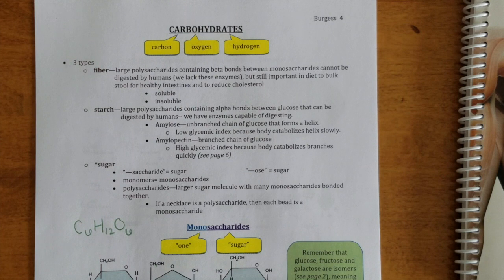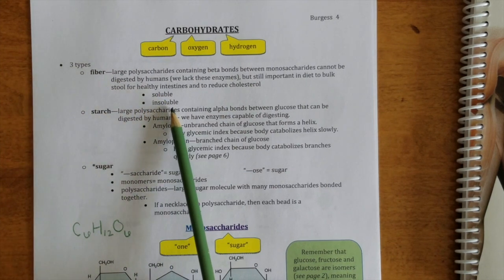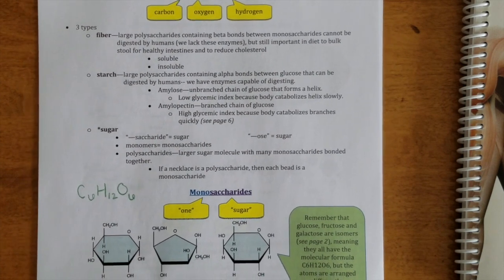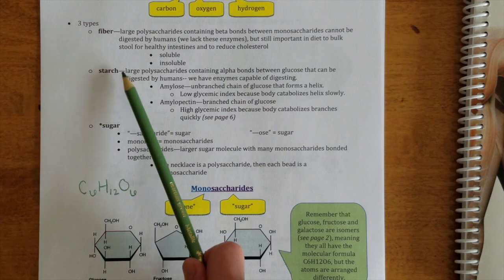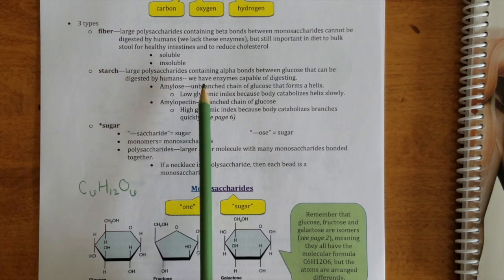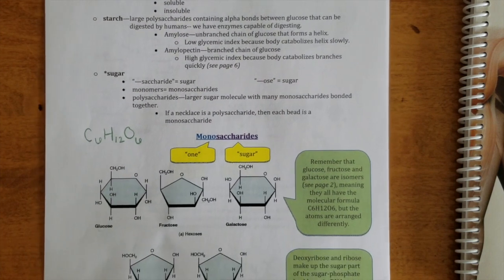However, it is still very important in our diet because the fiber helps bulk up our stools, which keeps our intestines healthy, and it also helps lower bad cholesterol. There are two subtypes of fiber, soluble and insoluble. Next we have our starches, and starches are big long chains, or in other words, polysaccharides of some of the smaller sugars that we are going to talk about in a bit. So there are two different kinds of starches, amylose and amylopectin, but we don't talk all that much about them in this class, so let's jump down to the sugars.